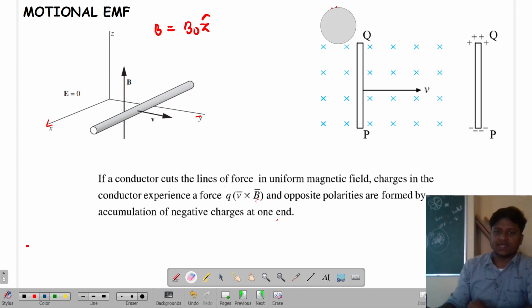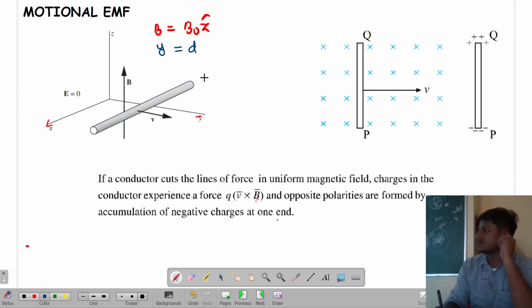So you have the magnetic field B is equal to B naught J cap, and the equation of this conductor is y is equal to d. Got it or not? Y is equal to d is the equation of this conductor. Now this particular rod is moving with some velocity V. So what will happen? This distance between the rod is going to change or not? Tell me yes or no.